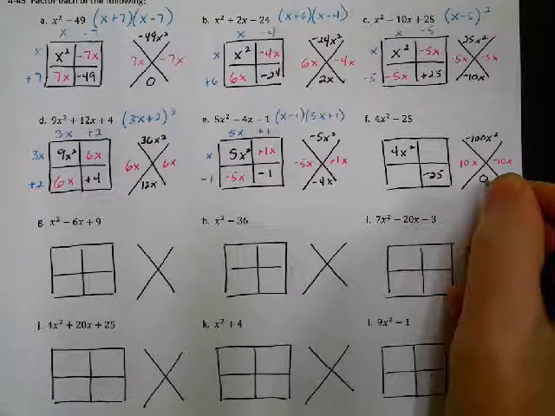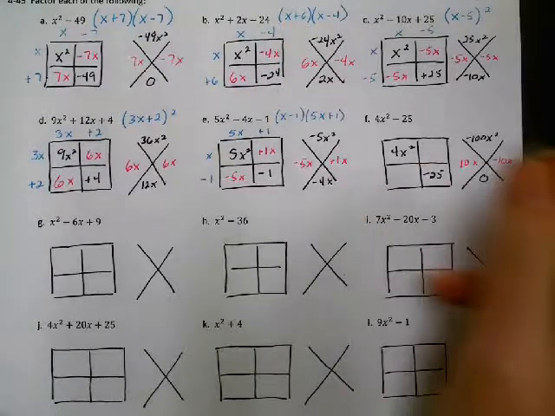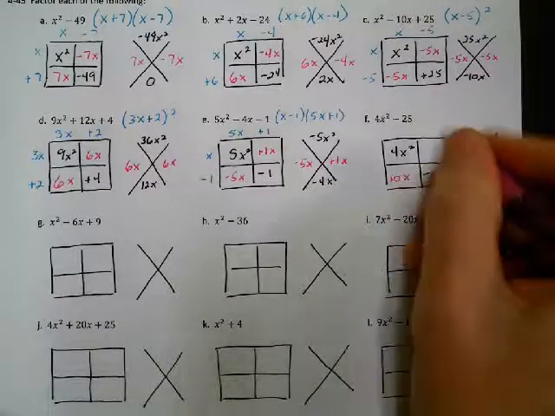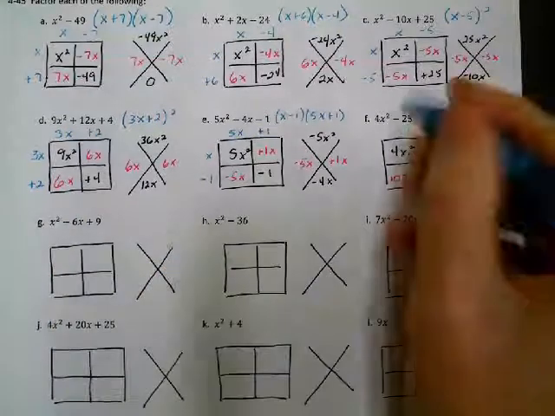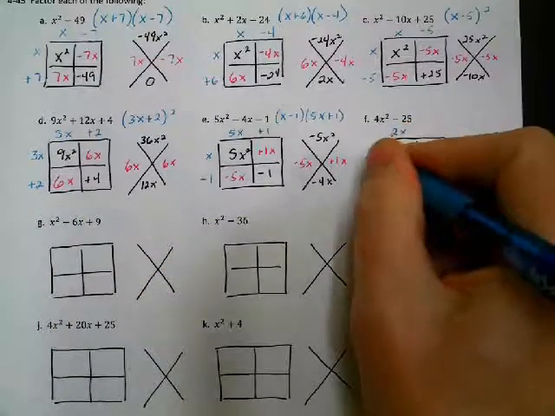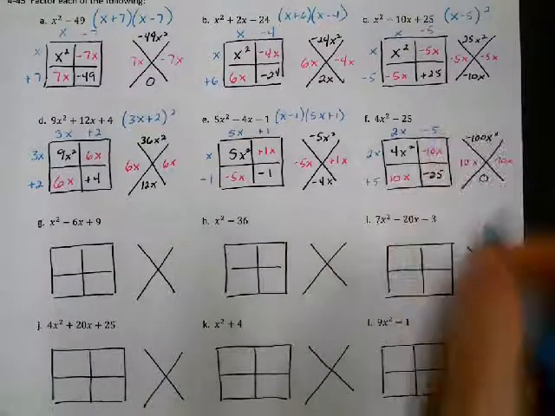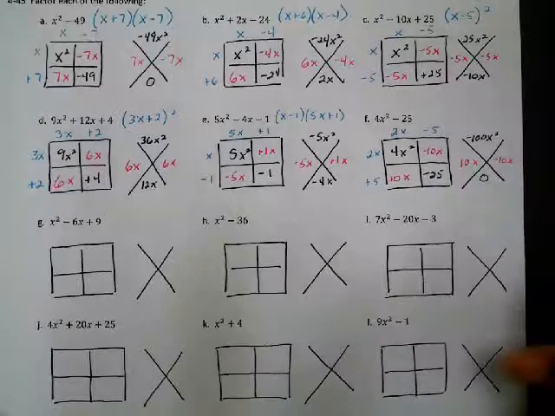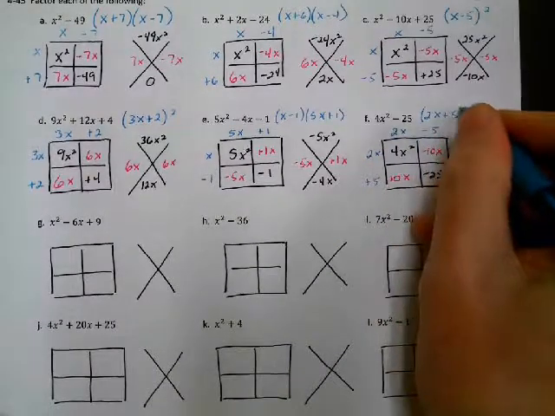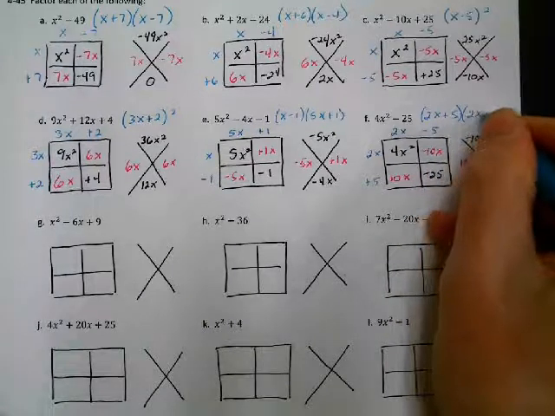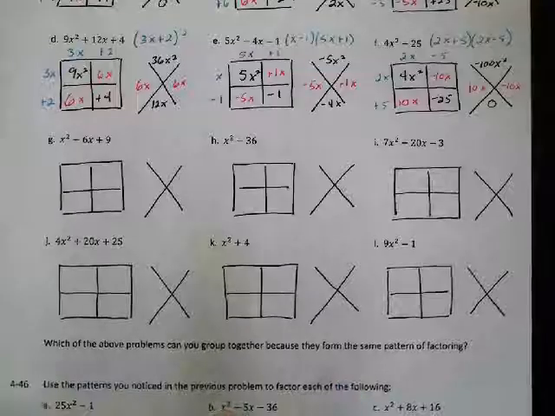We get 0 right there, but they do multiply to give a negative 100x squared. So I'm going to put 10x here, and I'm going to put negative 10x here. Splitting these two up, I'm going to split them up into 2x and 2x. This one's going to be positive 5, and this one will be negative 5, because 2x times negative 5 is negative 10x. So this one splits up into 2x plus 5, 2x minus 5. All right, halfway done.